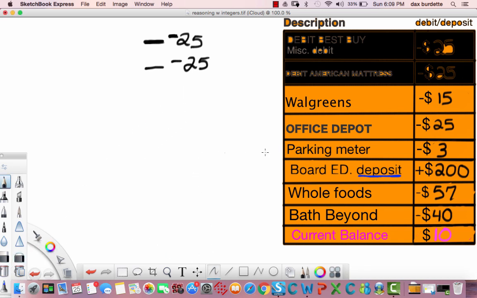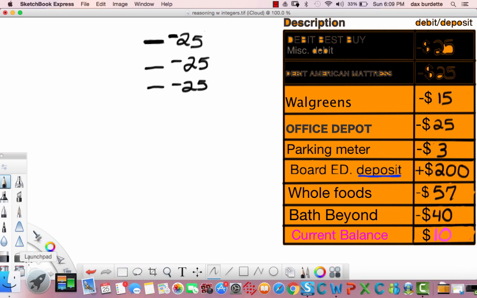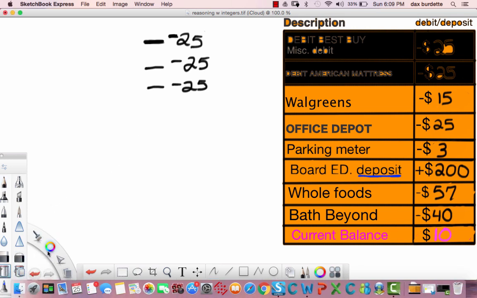So let's say I didn't do this last transaction, like I said, at Office Depot. So we're going to subtract that minus $25 transaction. I didn't do any of those. And I'm arguing to the teller, hey, I didn't do any of these, so I need you to subtract all three of those off my account because I did not do those. Okay, so with that said, in each case, let me take off the third one.